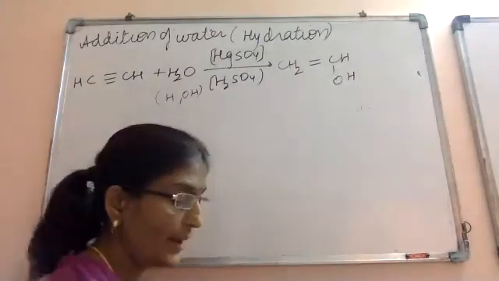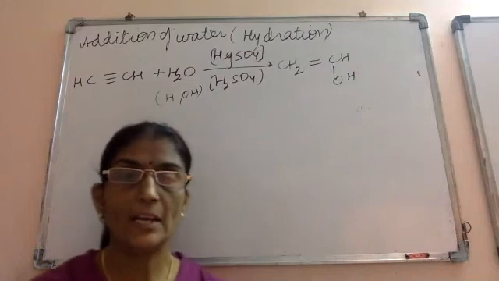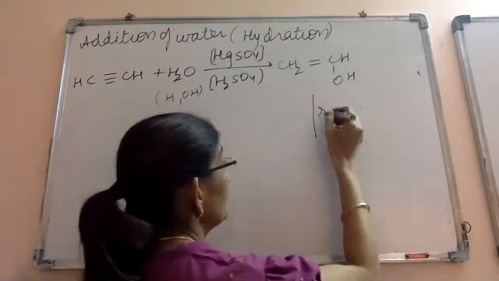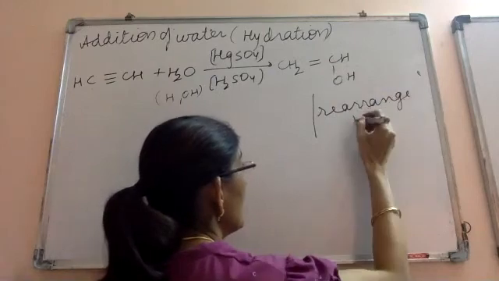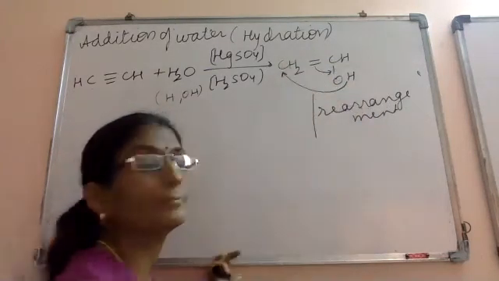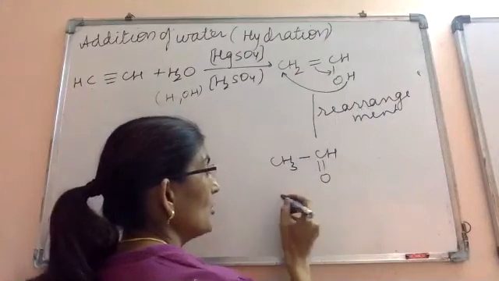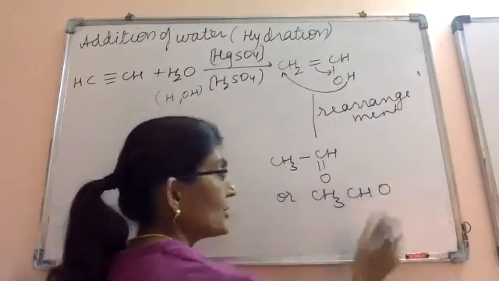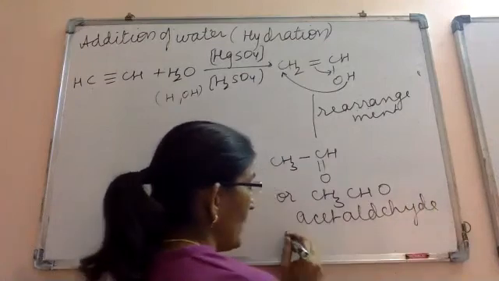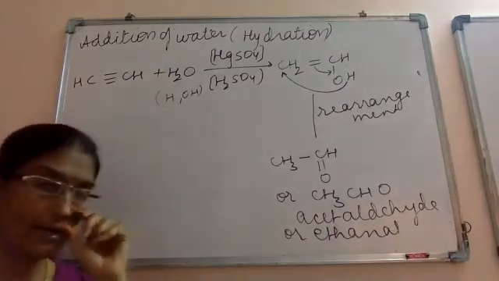Vinyl alcohol is produced. What is its name? Vinyl alcohol. I told you this group is called vinyl group. So it is vinyl alcohol. Now rearrangement takes place. How does this rearrangement take place? See, the double bond shifts toward oxygen, and the hydrogen moves from here. What will it become? CH3, single bond, CH double bond O, or we can write it as CH3CHO. What is its name? Acetaldehyde. What else is it called? Ethanal. This reaction will come again in 12th standard, in the aldehyde and ketone chapter.